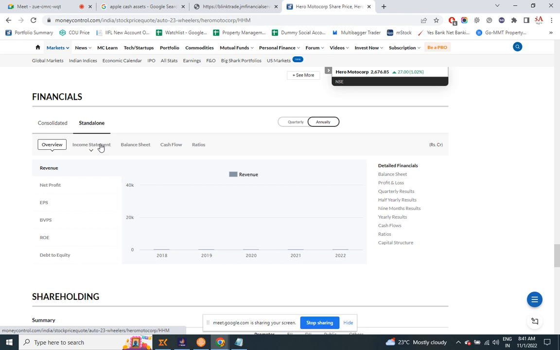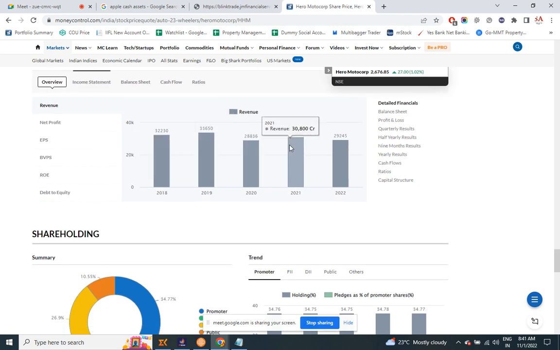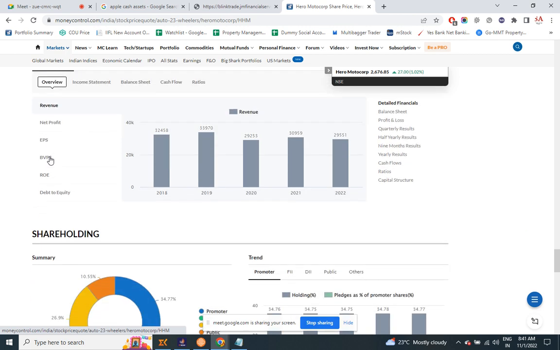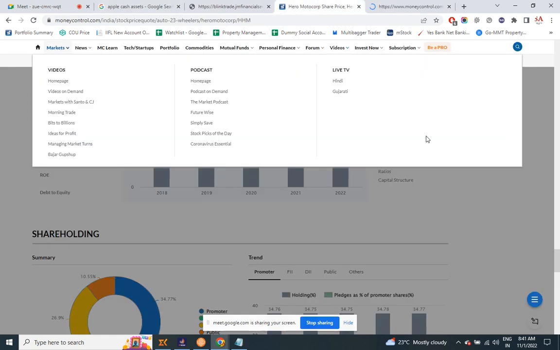So standalone, core business, consolidated, mixed business. Hero Motocorp has invested even in Ather Energy, the electric bike maker. Like that, everything will come in consolidated. So here, if you see in detail, you can click here on profit loss report to see it in detail.